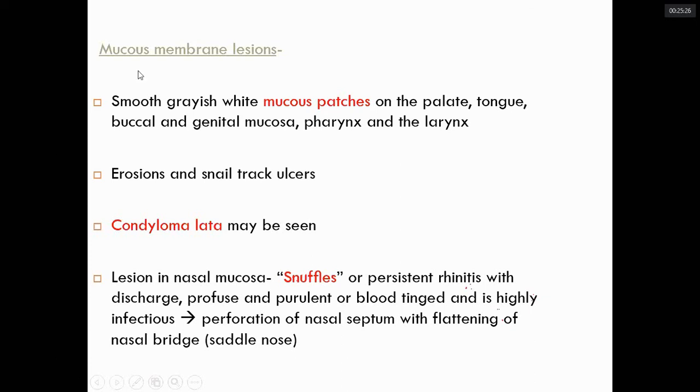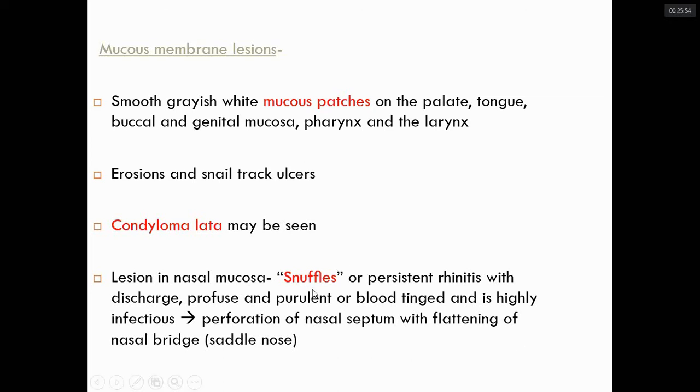In early congenital syphilis, there is involvement of the mucous membrane also, in which there are smooth grayish-white mucous patches over the palate, tongue, buccal mucosa, genital mucosa, pharynx and larynx. There can be erosions and snail track ulcers. We have already seen that snail track ulcers are also seen in secondary syphilis. Condyloma lata, which is seen in secondary syphilis, can also be seen in early congenital syphilis.